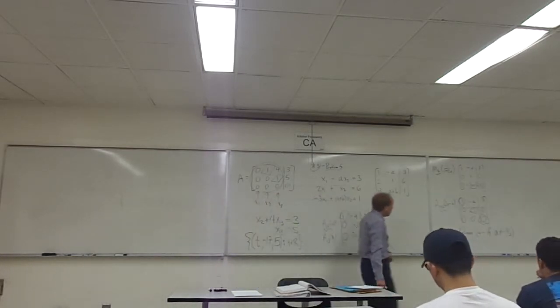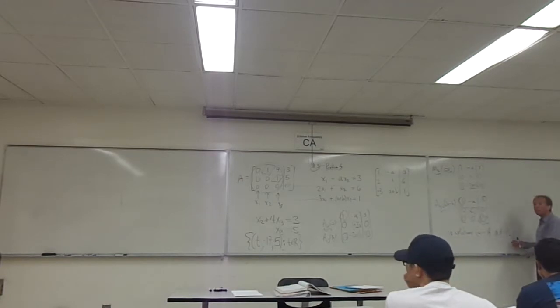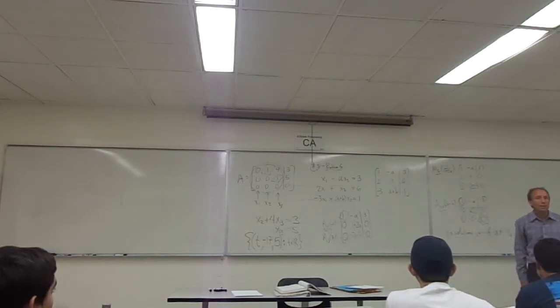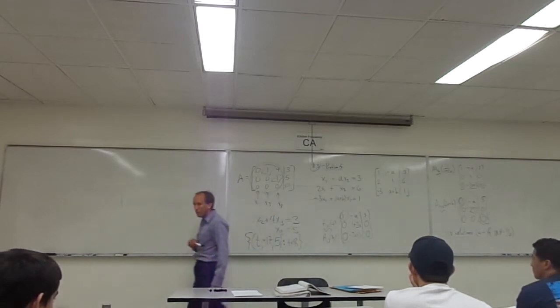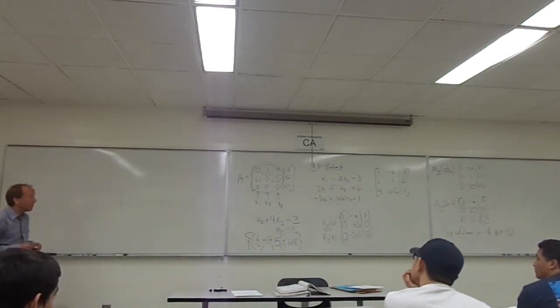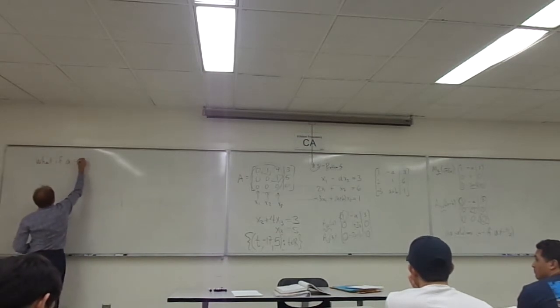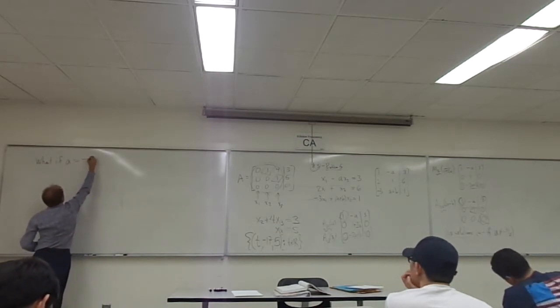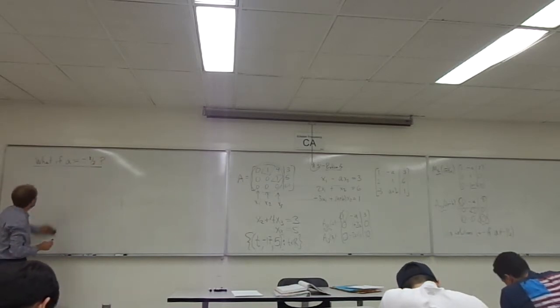So notice that the B is not even mentioned here. So regardless of what B is, as long as A is not negative half, there's no solutions. Okay? So you might be wondering, well, where's the B? Where does that come into it? So let's go look at the other possibilities. So what if A does equal negative 1/2? What if A does equal negative 1/2?